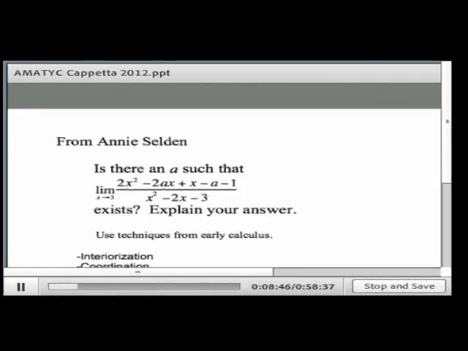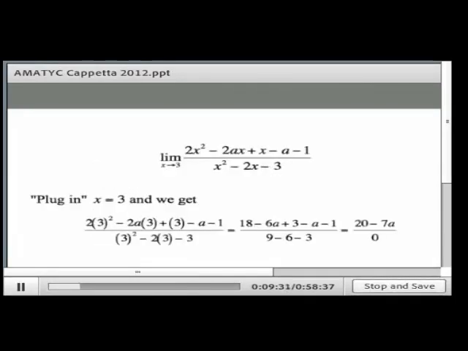Well, here's a question that I get from Annie Selden. If you haven't read her work, I encourage you to do so. She's one of the great thinkers that we have in terms of learning calculus. And the question is: is there an a such that the limit as x approaches 3 of (2x squared minus 2ax plus x minus a minus 1) over (x squared minus 2x minus 3) exists? Before I advance the slide, I'll just let you think for a few seconds on the strategy that you would use. And after you've thought of the strategy, how do you think your students would address this sort of a problem? Then I'll show you the strategy that I came up with.